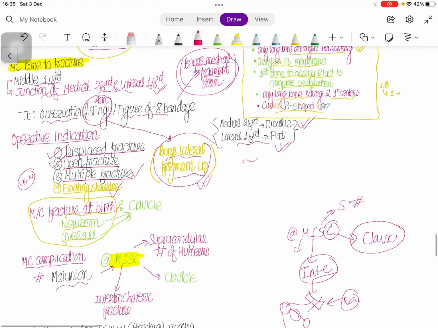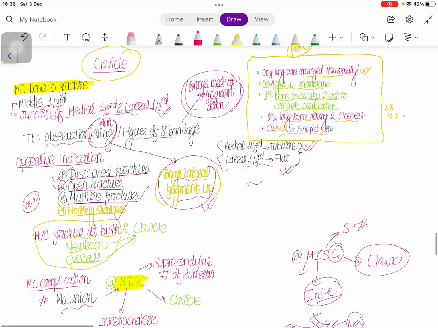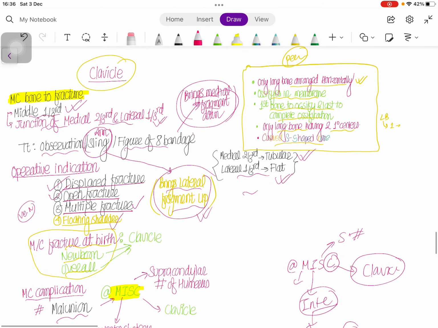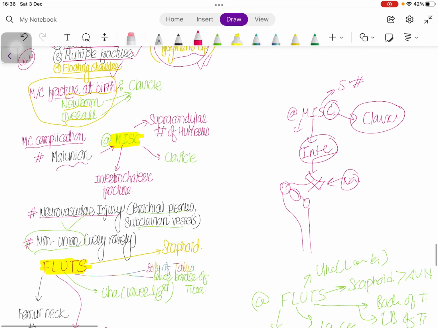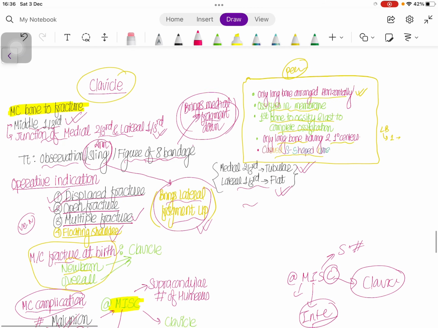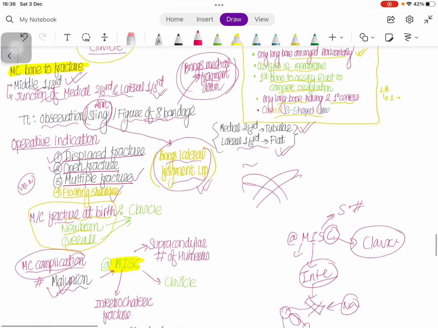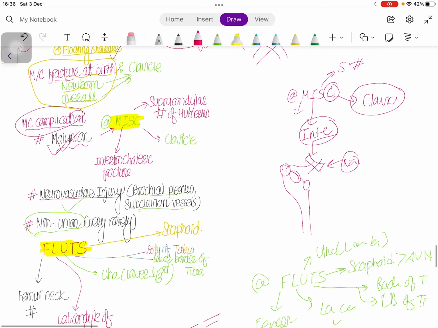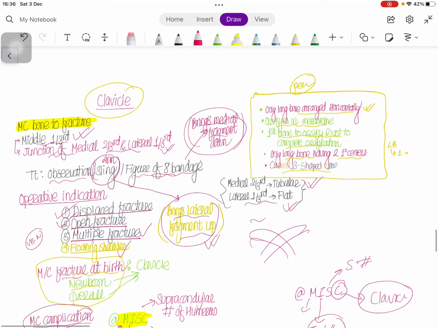And these are the things which we need to know in clavicle fracture. To summarize, the middle one third is most common, and the figure of 8 bandage we have to remember, and it is the most common fracture at birth and in the newborn, and the most common complication is malunion. For the treatment, we can do observation, arm sling, and the figure of 8 bandage can be used. Like this type of figure can be used, which is used to bring the medial fragment down. And these are the things which you need to know in clavicle bone fracture.